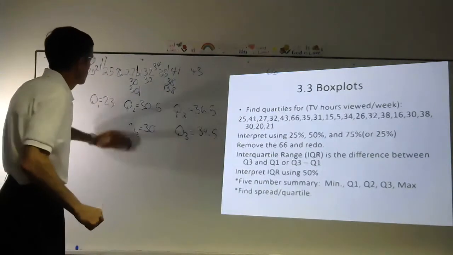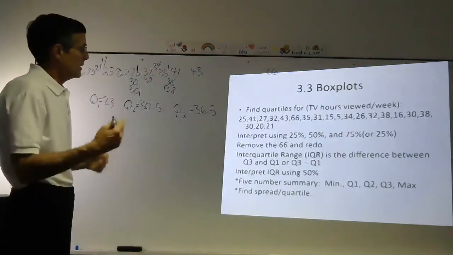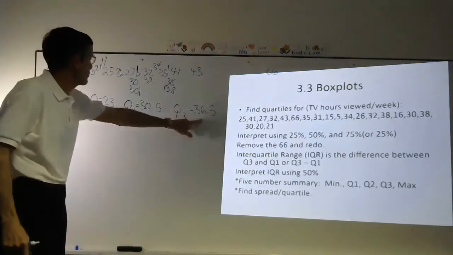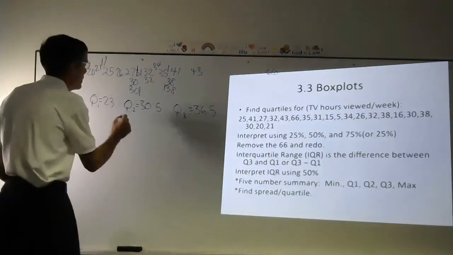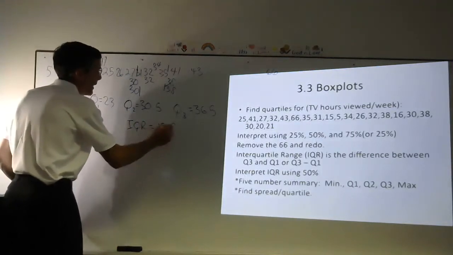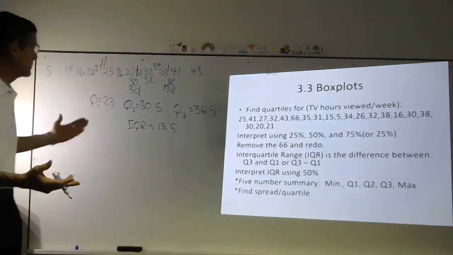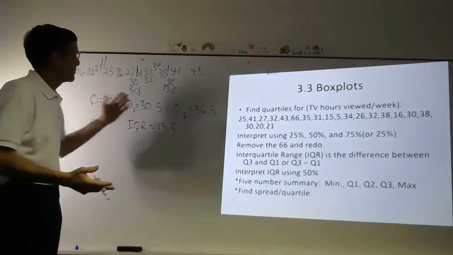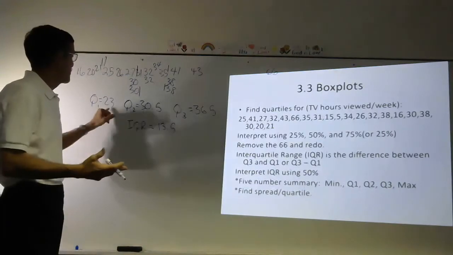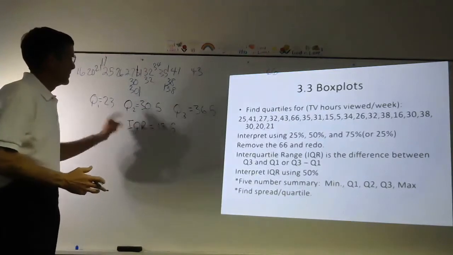Okay, so let's get rid of this and go back to where we were, including the 66. The interquartile range, the IQR, is Q3 minus Q1. That's really easy: 36.5 minus 23. The IQR is 13.5. Between Q1 and Q3, there's 50% of the data, and it's spread out over 13.5.